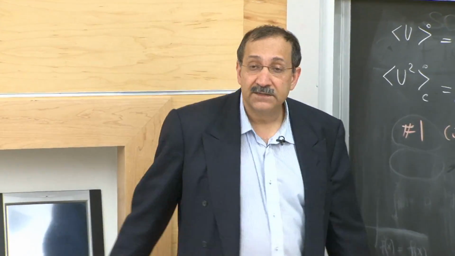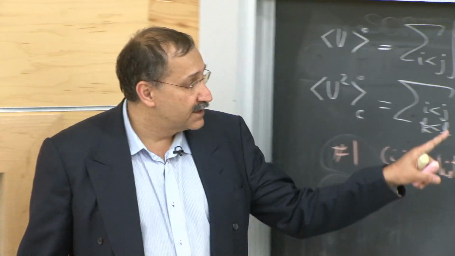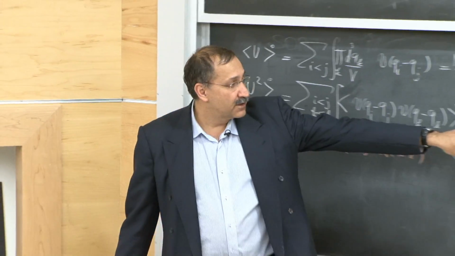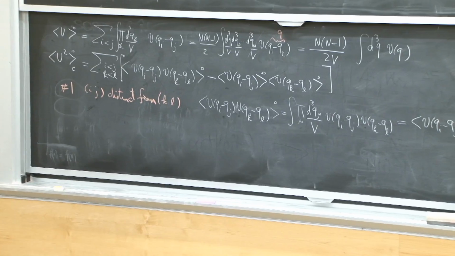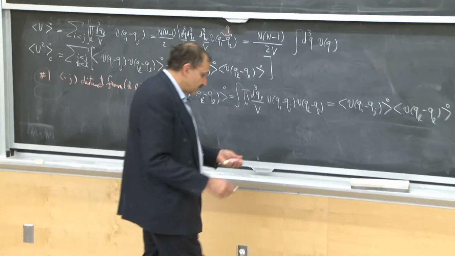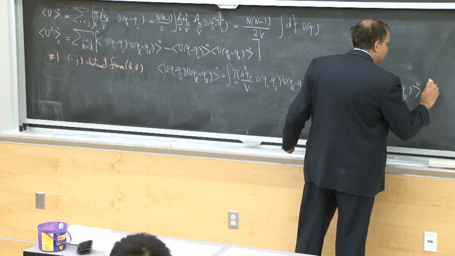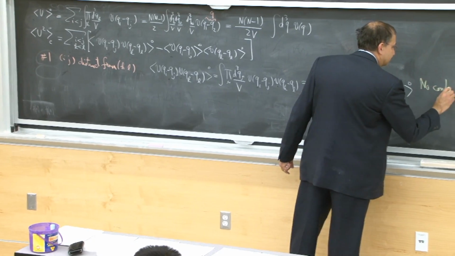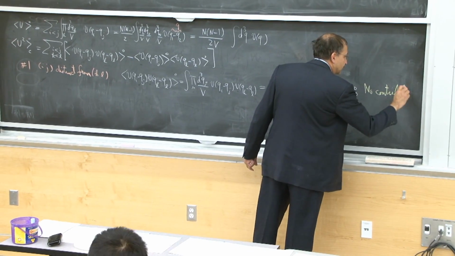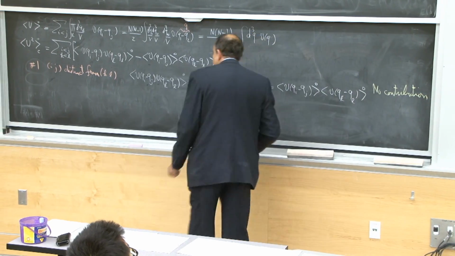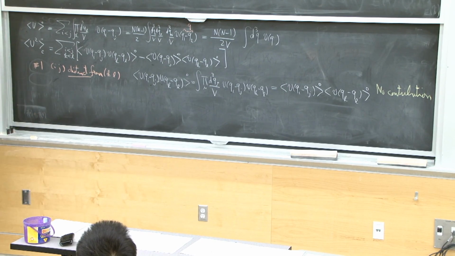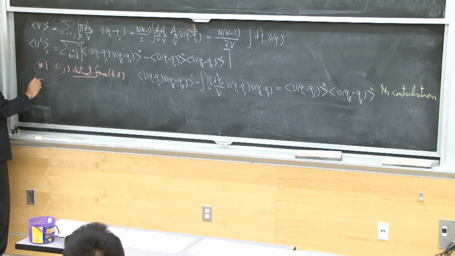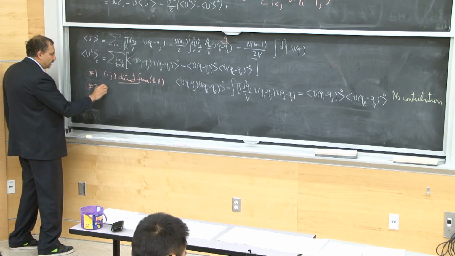And once this kind of factorization occurs, it's clear that this subtraction that I need to do for the variance will get rid of this term. So these pairs do not contribute. No contribution. If you like, this is distinct. Okay. All right, so let's do the next possible term.